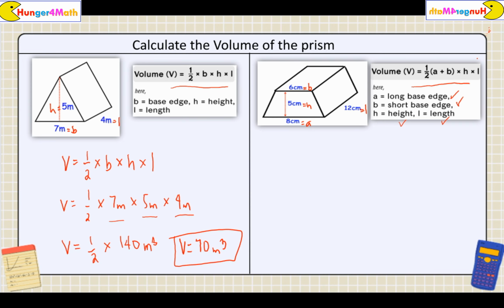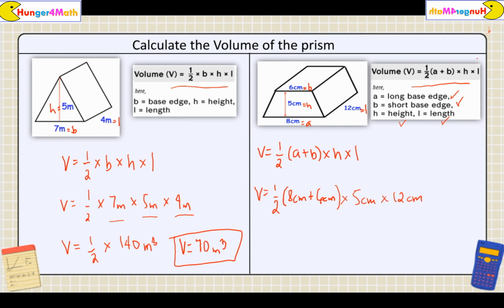Now let's copy the formula. Volume is equal to 1/2 times the sum of A and B, then multiplied by the height and length. Then let's substitute. So volume is equal to 1/2 times A, which is 8 centimeter, plus B, that is 6 centimeter, then multiplied by the height, 5 centimeter, times the length of 12 centimeter.